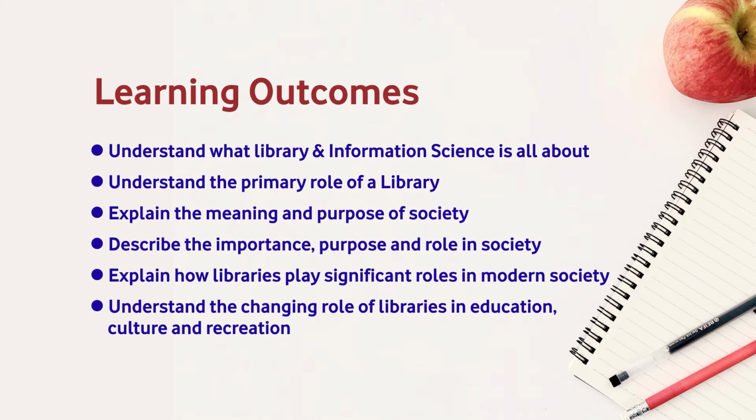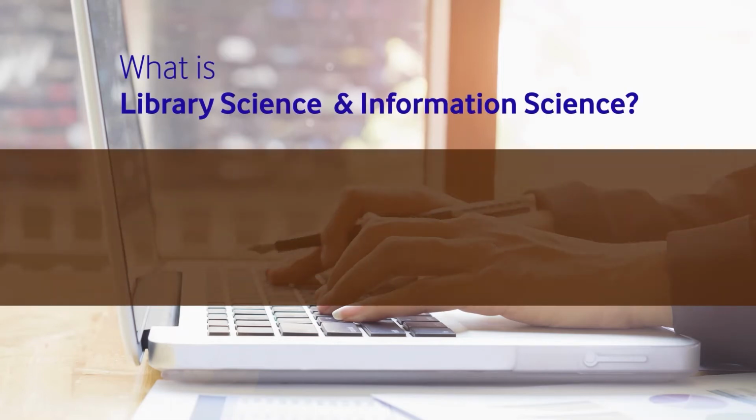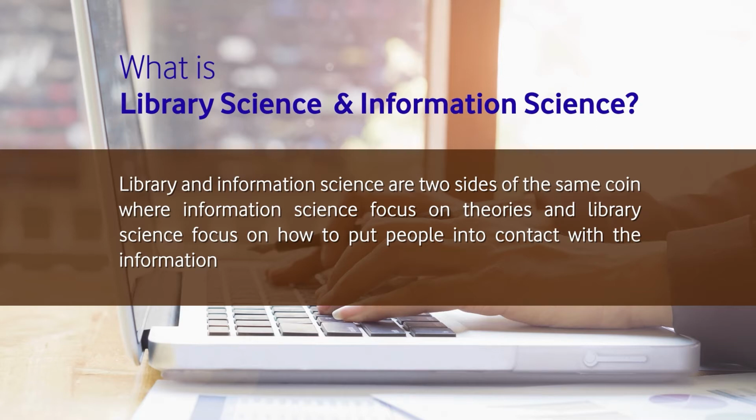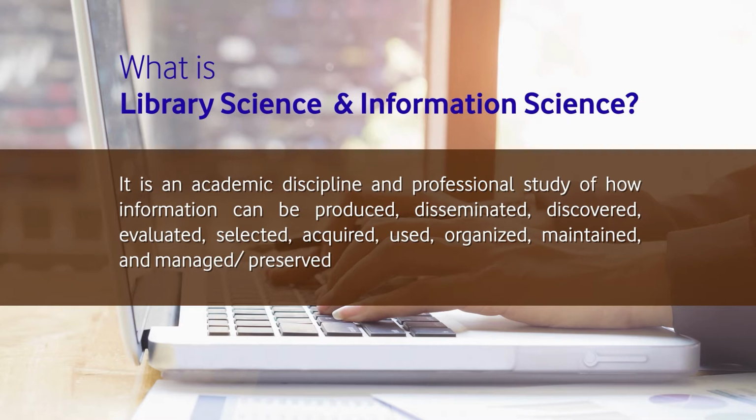But before we go into further discussion, let us try to understand what library and information science is all about. It's a discipline, and I think it is important to know what library and information science stands for. Library and information science are two sides of the same coin, where information science focuses on theories and library science focuses on how to put people into contact with the information. And it is an academic discipline and professional study of how information can be produced, disseminated, discovered, evaluated, selected, acquired, used, organized, maintained, and managed or preserved.